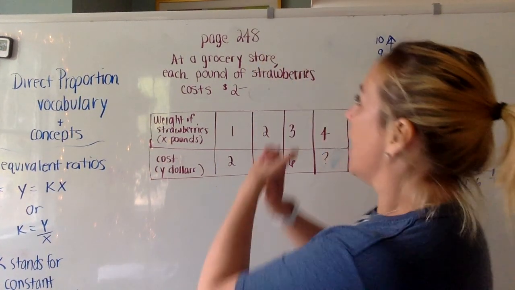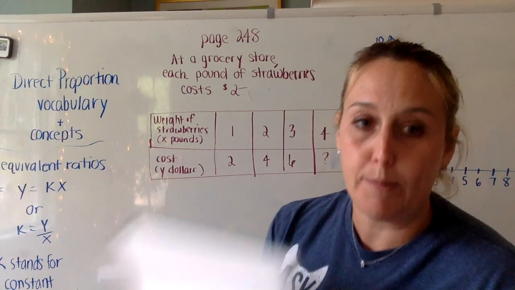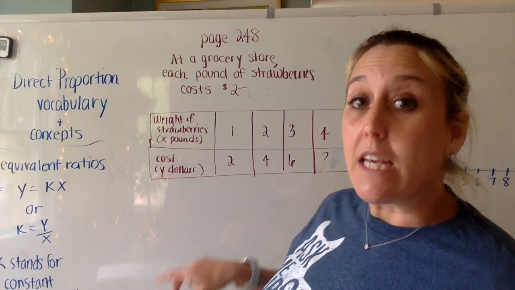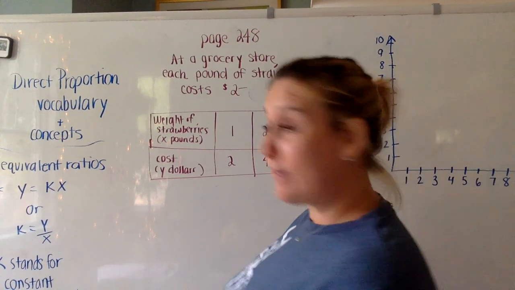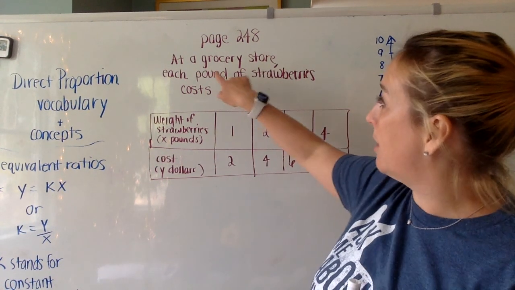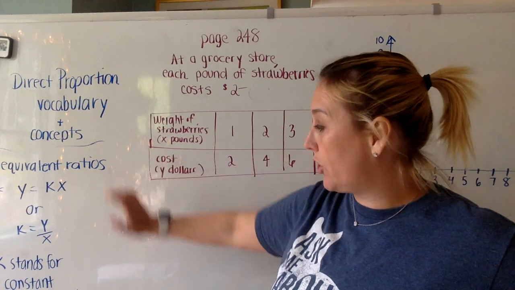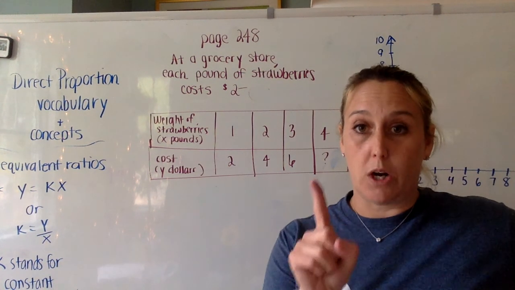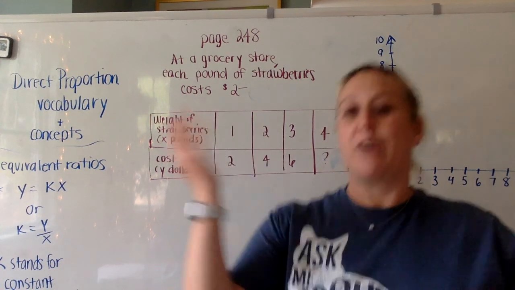So we're on page 248. And this is where it says you have strawberries for $2 a pound. So at a grocery store, each pound of strawberries costs $2. I'm hoping that for many of you, you're saying, ding, ding, ding, it's $2 each pound. I'm going to pause the Ed puzzle and ask you to tell me, is that an equivalent ratio or is that a unit rate? Each pound of strawberries costs $2. Is that a unit rate or an equivalent ratio? Pause. All right, now you're back.